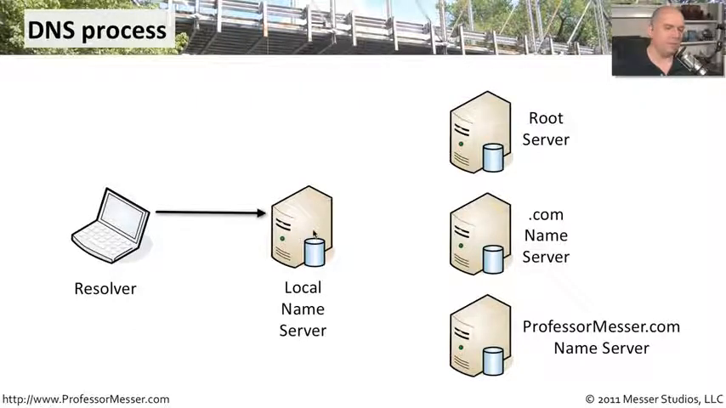Now, this local name server has a list of all of the root servers that are out there on the internet. And since it doesn't know how to get to ProfessorMesser.com, it makes a request to the root server to say, how do I even begin resolving www.ProfessorMesser.com? And the root server responds back and says, you're going to need to talk to the .com name server. So let me give you the IP address for the .com name server, and you can go talk to that device. The local name server then says, great, I'm going to ask the same thing of .com.